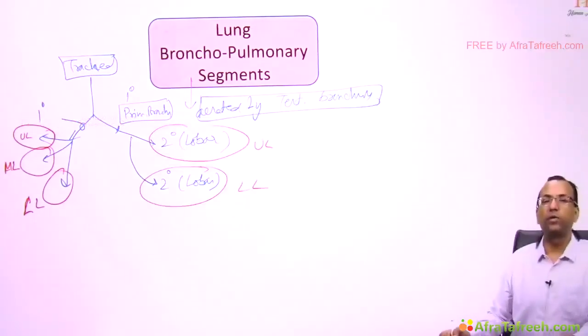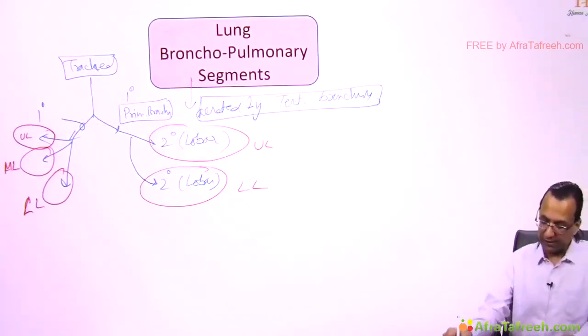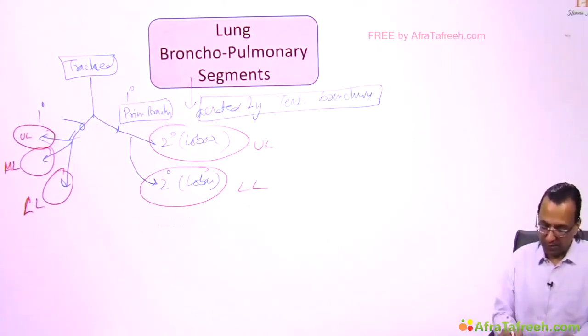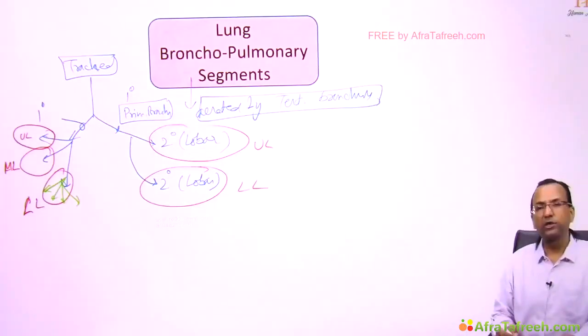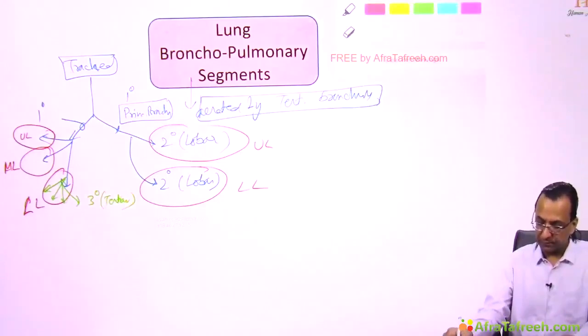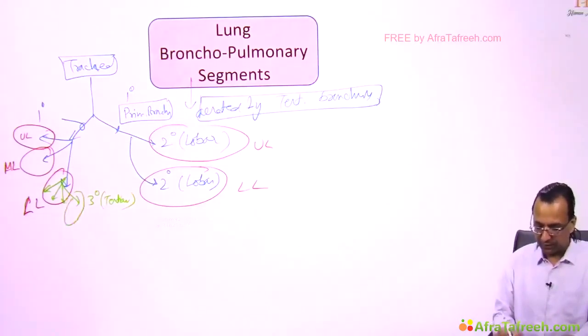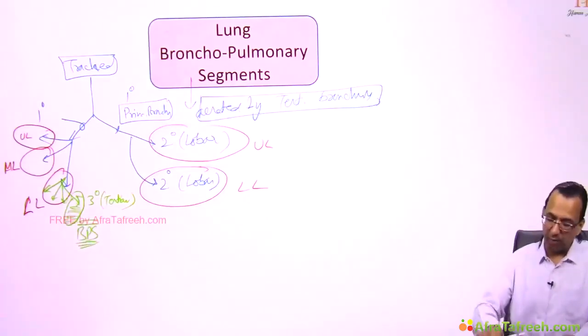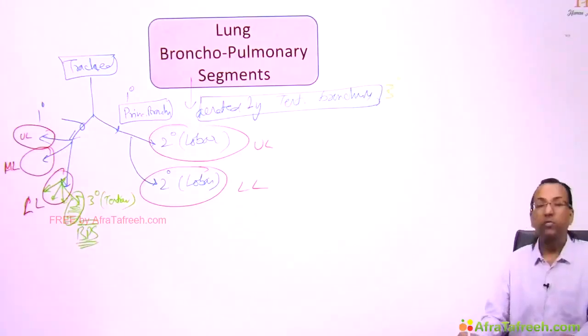So lobar bronchus. Then what is the lobar bronchus doing? This lobar bronchus is further going to divide into tertiary bronchus. And what will the tertiary bronchus, the 3rd degree bronchus, do? Tertiary, which is the 3rd degree bronchus, will be actually aerating 1 BPS. That is 1 BPS. Yes, that is the point here. Understand, bronchopulmonary segments are aerated by tertiary bronchus, 3rd degree bronchus.